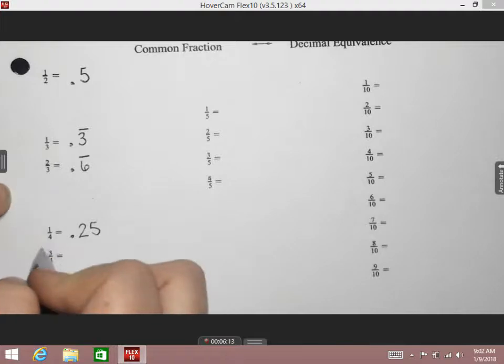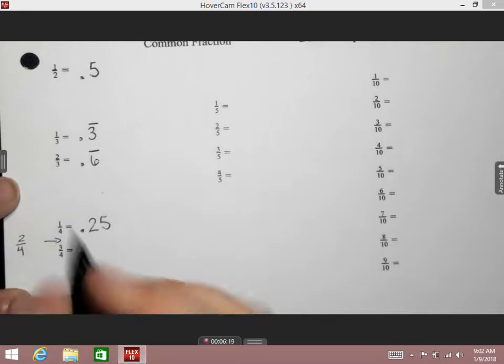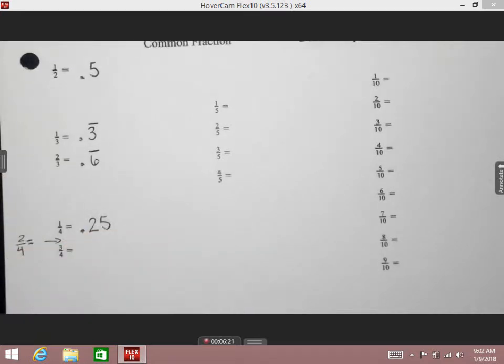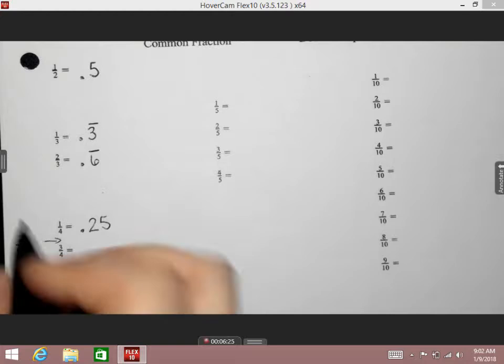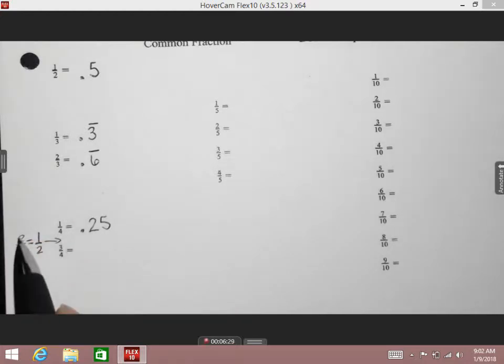All right, now guys, you'll notice 2/4 was skipped. Why do you think 2/4 was skipped? What is 2/4 equal to? Brandon? 1/2. Because 2 is half of 4, isn't it? So 2/4 is equal to 1/2, which means it's equal to 0.5.